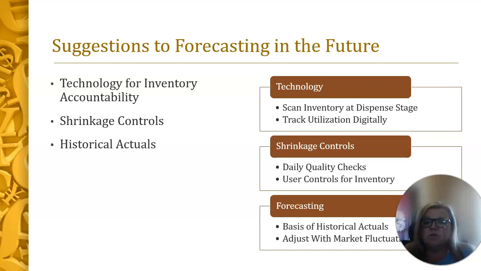Then the last piece is really going back to the beginning. So we use those historical actuals that we find from our P&Ls to help us with the foundation for what we're going to be able to forecast as the future. However, we know that there's market fluctuations in the price, but also in the way that the products are built. And so we have to adjust with those to ensure that our forecasting is able to be predictable in the future.